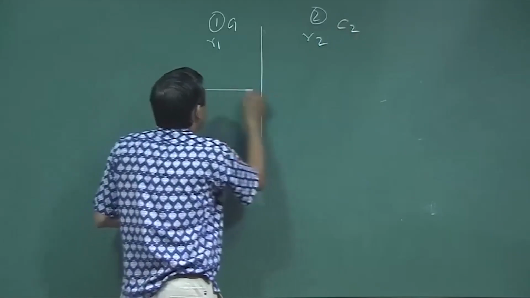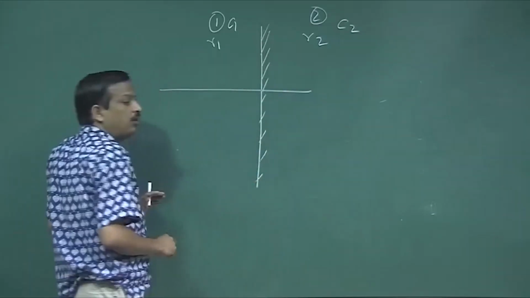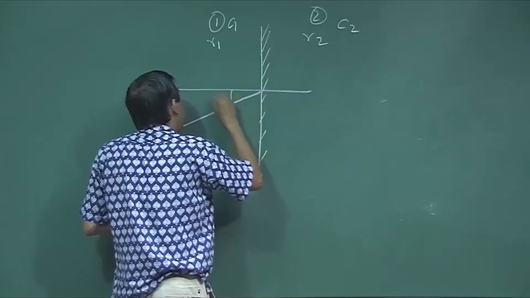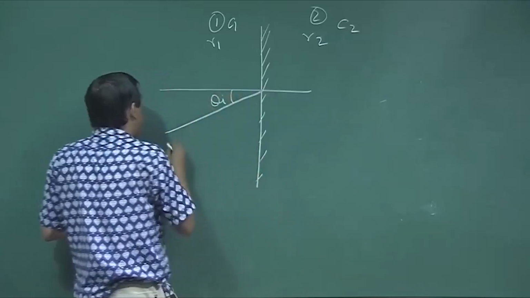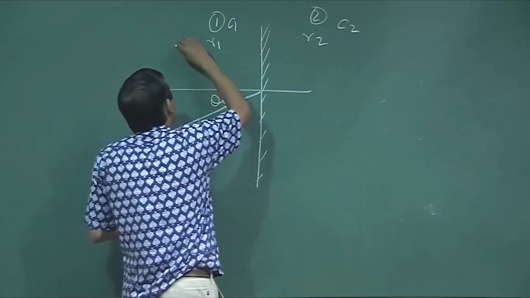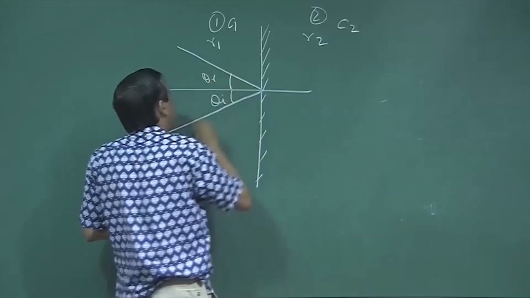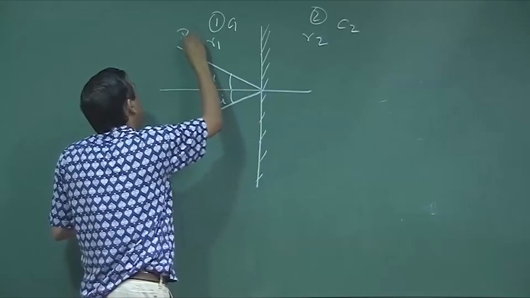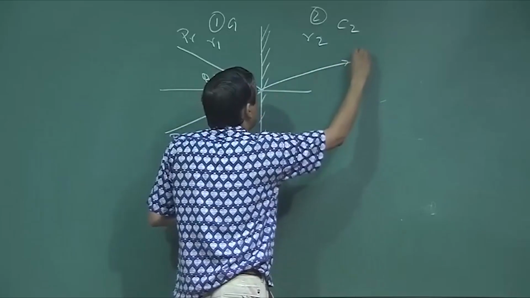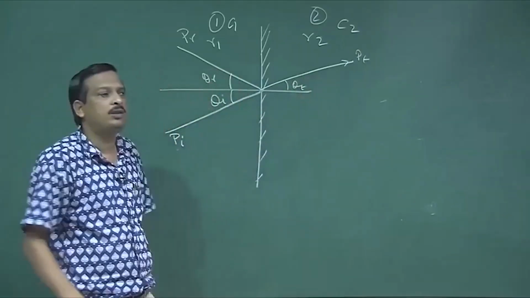Now, if the wave is incident not normally, an oblique incident, the incident wave makes an angle theta i, the angle of incidence. The reflected wave will make the same angle theta r, where theta i is equal to theta r, and this is pr, the reflected wave. There will also be a transmitted wave pt, at theta t, the angle of transmission. Okay.